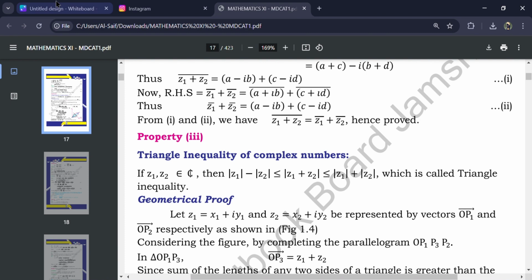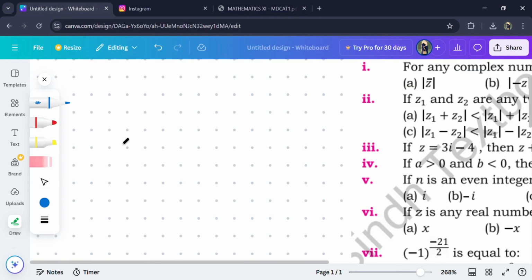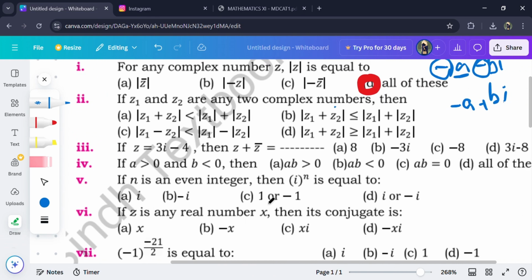This concept explains that whenever we subtract two of the mods, that value would be the least as compared to adding the same two complex numbers and then taking the mod, and that is again less than the third value, like taking the mod first and then adding. So this condition is true.